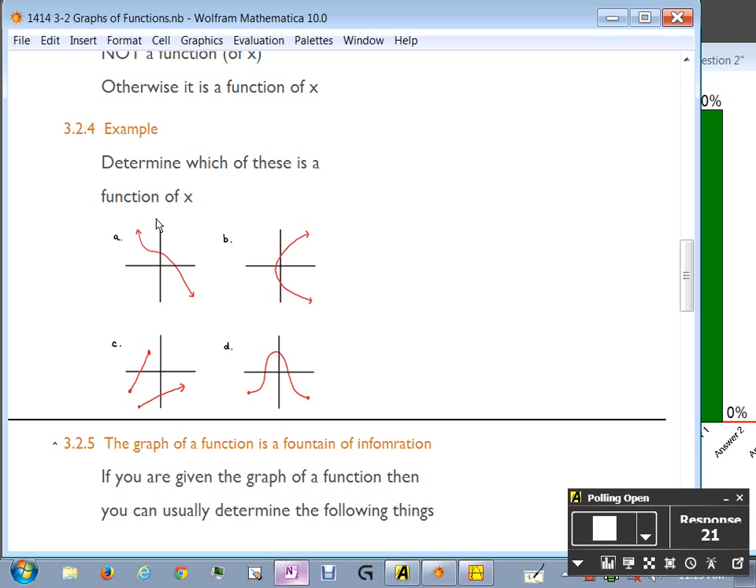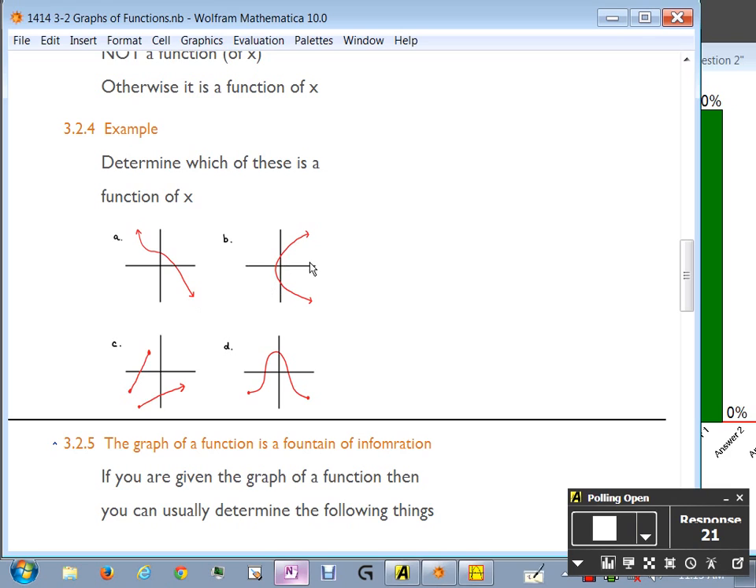Okay, if I draw vertical lines, I never hit it more than one time, right? So it's a function of x. Remember when we first started talking about functions, I said sometimes you can look at them as functions of y instead of functions of x, but we don't do that in this class. If you wanted to do that instead, you wouldn't do a vertical line test, you would run a horizontal line test. But again, it's beyond this class right now.